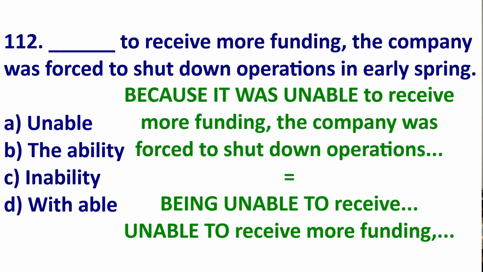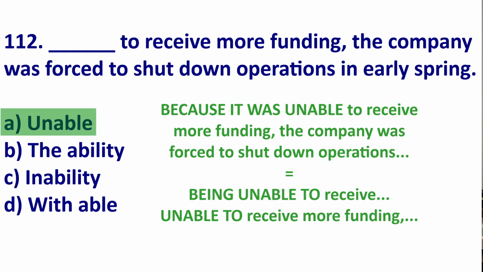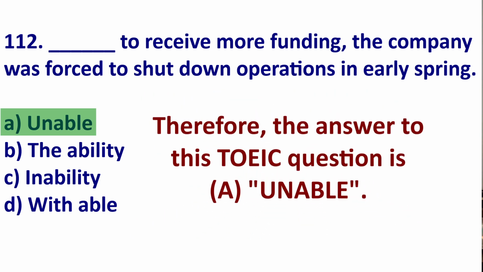So let's go back to this TOEIC question. The original would be, because the company was unable to receive more funding, the company was forced to shut down. We can take out because and the company, and we could say being unable to receive more funding, or we can even take out the being because we have an adjective plus a preposition or infinitive, and also just say unable to receive more funding, the company was forced to shut down. Therefore, the answer is A.